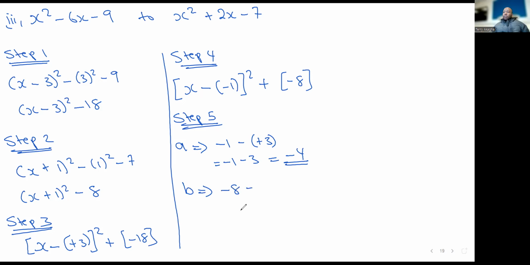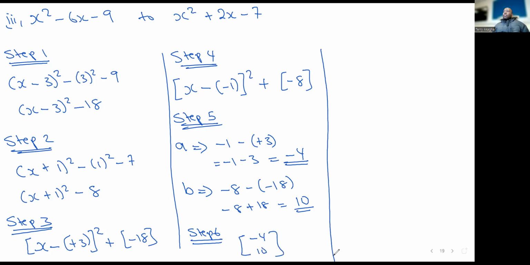Then the B is going to be the answer we have here, which is minus 8 minus, okay, the answer we have in here, which is minus 18. And that will give us minus 8 plus 18, and that will give us what? 10. So step 6 now, we can then write it in the column vector. It's going to give us minus 4 and what? 10. Are you seeing it?